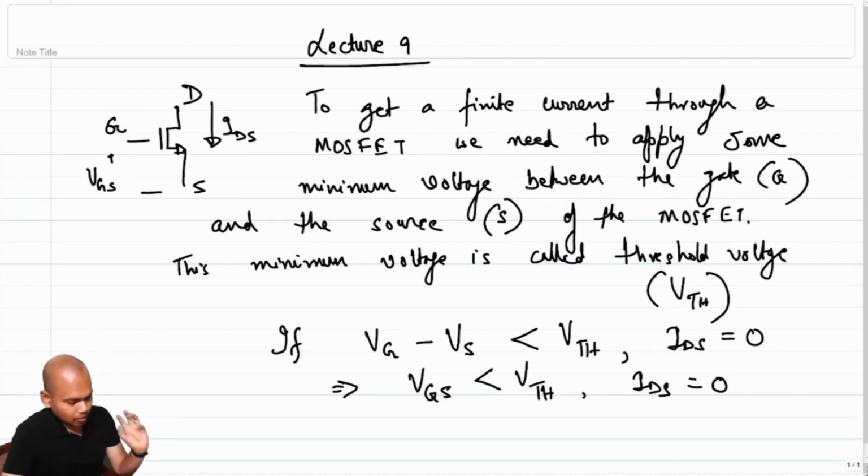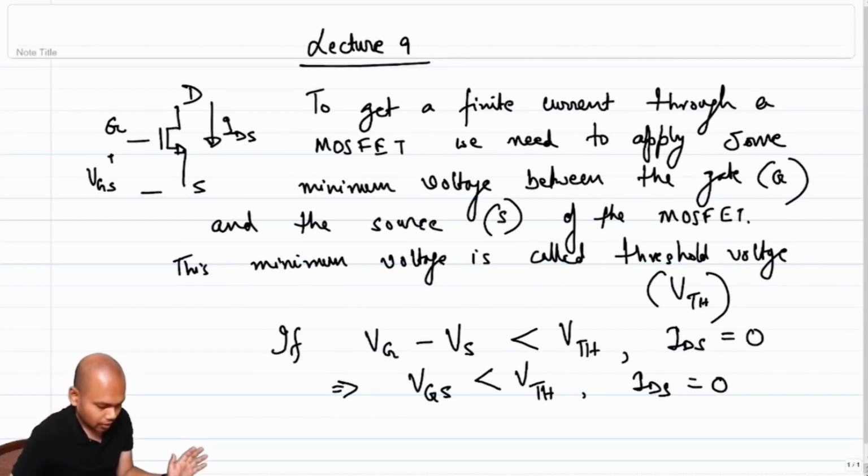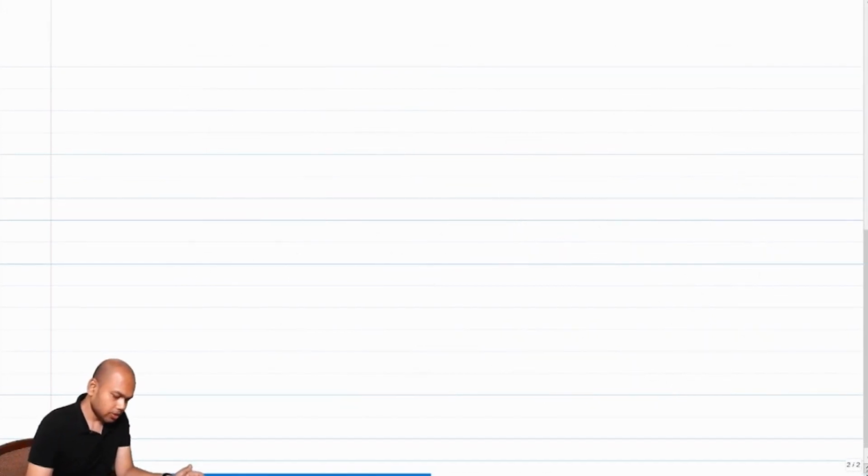Note that this relationship is between the gate and the source, and the other terminal, the drain, has nothing to do with it. Okay, so now you might as well ask, hey, what are these magical terminals, gate, source, drain, and why are they named accordingly, right?